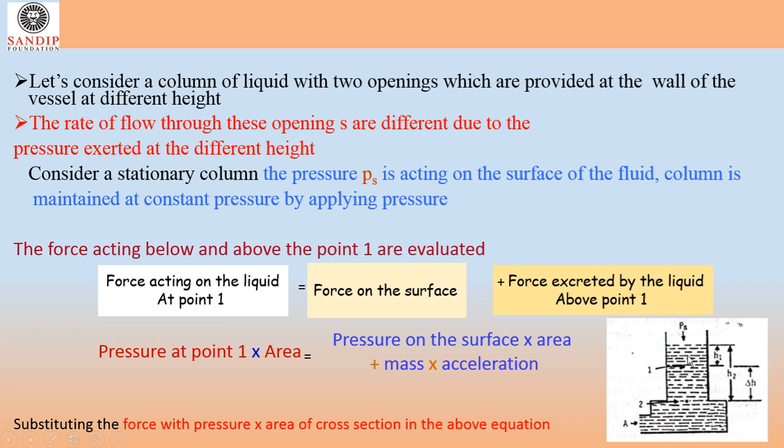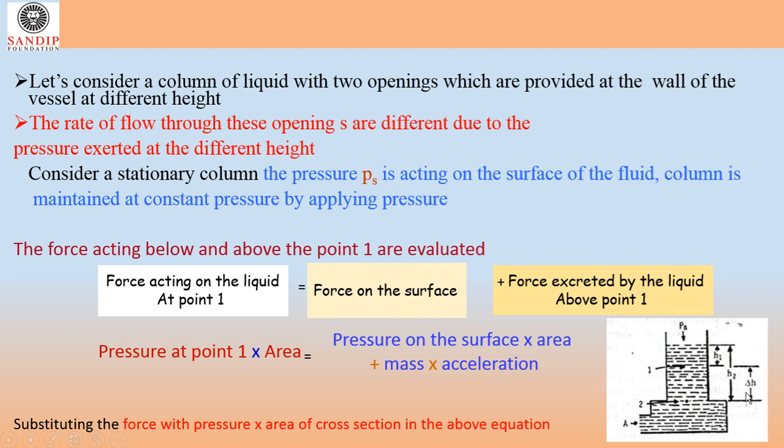So the rate of flow through these openings will differ just because of the pressure exerted at the different heights. And here the pressure is given as what? H1 and H2. So the pressure difference, that is from the surface to point 1, is given as H1, as well as the pressure from the surface to point 2 as H2, and the difference between these two is given as what? Delta H.